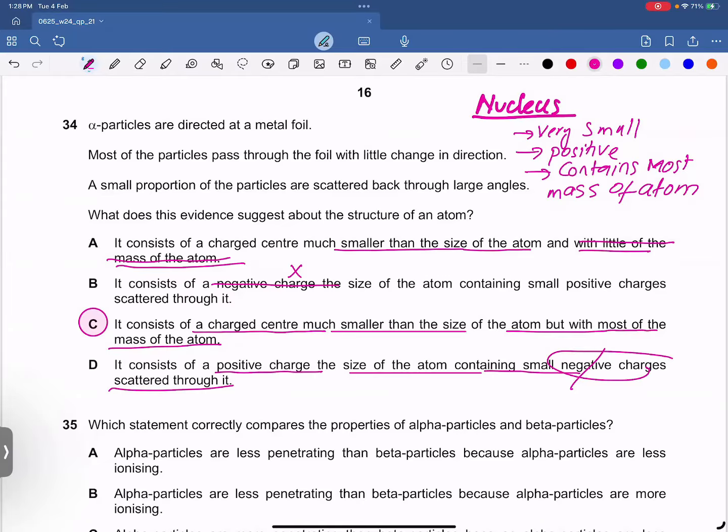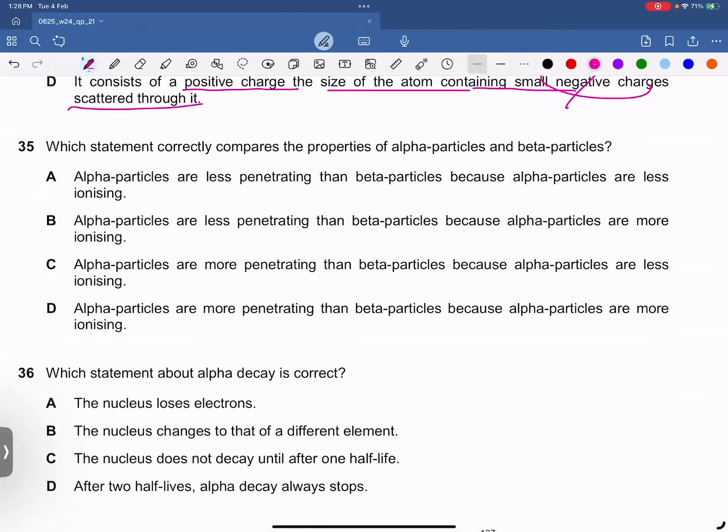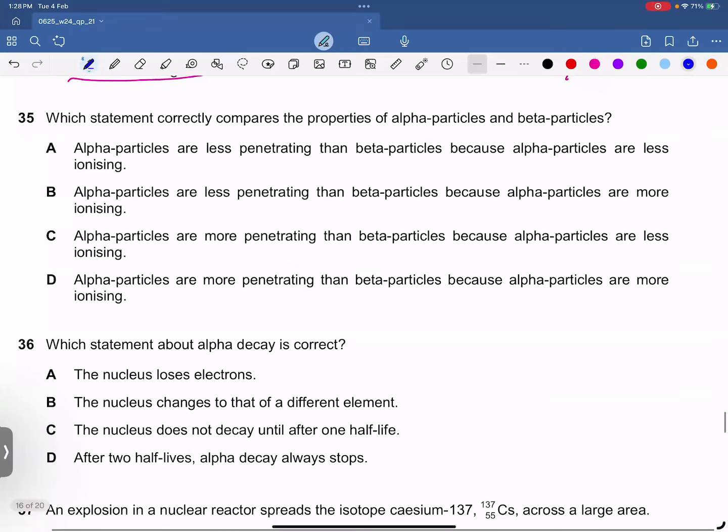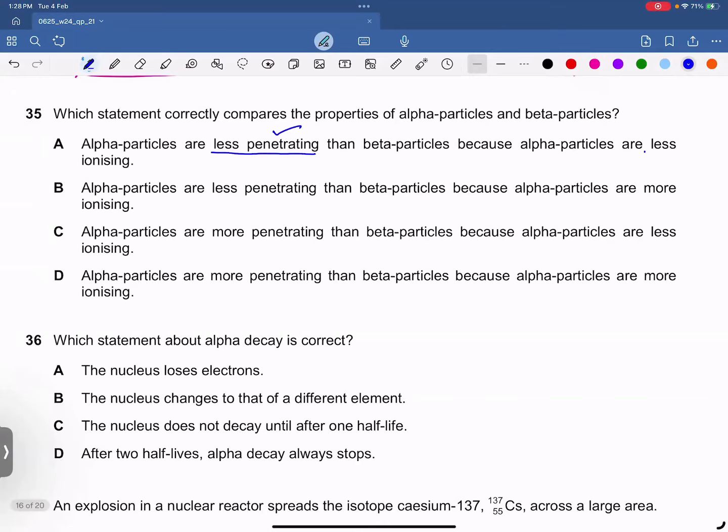We go for question number 35. Which statement correctly compares the properties of alpha, beta, and gamma? Let's read, and I will tell you which one is right and which one is wrong. Option A. Alpha particles are less penetrating. Yes. Than beta. Because alpha are less ionizing? No. Alpha are most ionizing. So A is wrong. B. Alpha particles are less penetrating? Yes. Because alpha are more ionizing? Also yes.